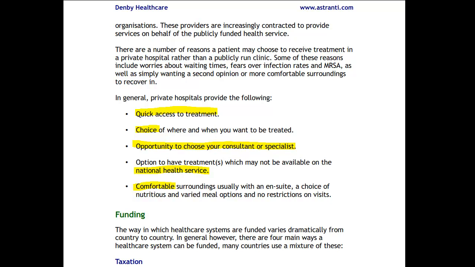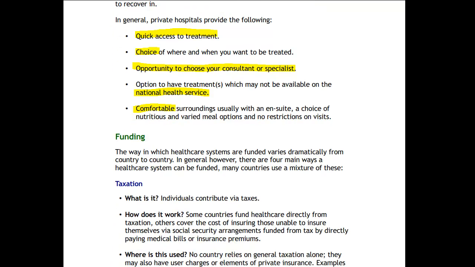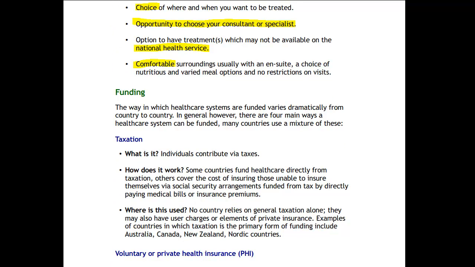The way in which healthcare is funded varies drastically, again, from country to country, depending on the amount of government involvement, for example. But there are, in principle, four main ways that a healthcare system can be funded, and many countries actually use a mixture of these. The first is through taxation. Essentially, this is the case in predominantly government-funded public healthcare systems. Most of the money that is put into healthcare within these countries comes from taxation.